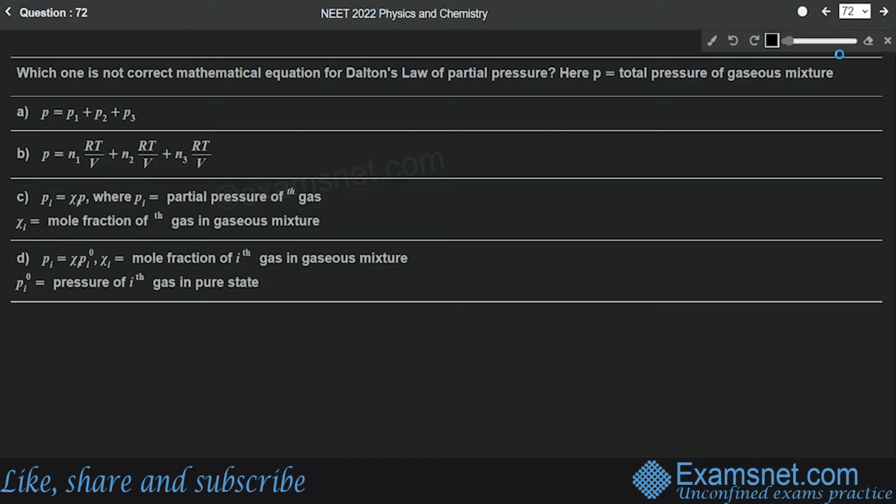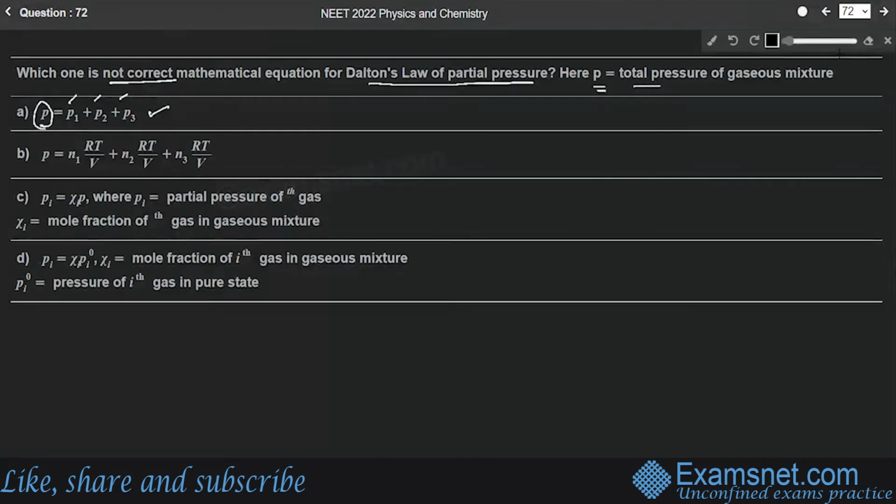Question number 72 is from the chapter States of Matter, and the question is which one is not correct mathematical equation for Dalton's law of partial pressure? P is the total pressure of the gaseous mixture. Okay, so we know that according to the Dalton's law of partial pressure, the total pressure by the mixture of non-reactive gases is equal to the sum of partial pressures of individual gases. Okay, so if P1, P2 and P3 are the individual partial pressures of the gases, then obviously P will be the total pressure. Okay, that means the first equation will be a correct equation.